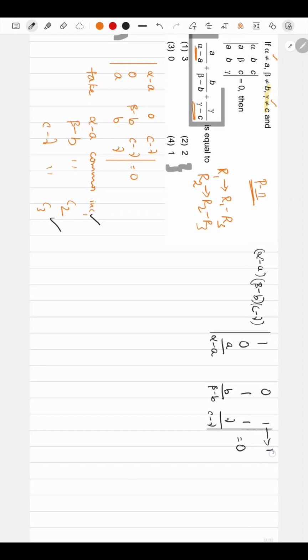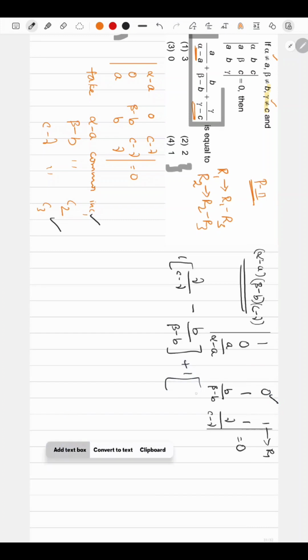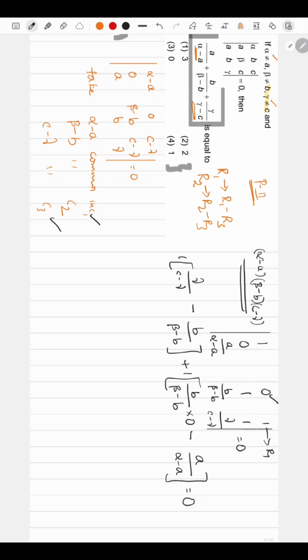Now expand the determinant by row 1, then we get, send this whole thing from left hand side to right hand side, 0 by anything is 0. Next 1 into gamma by C minus gamma minus B by beta minus B. No need to find 0 because 0 into anything is 0, plus 1 into B by beta minus B into 0 minus A by alpha minus A, which is equals to 0. 0 into anything is 0. No need to consider this one.